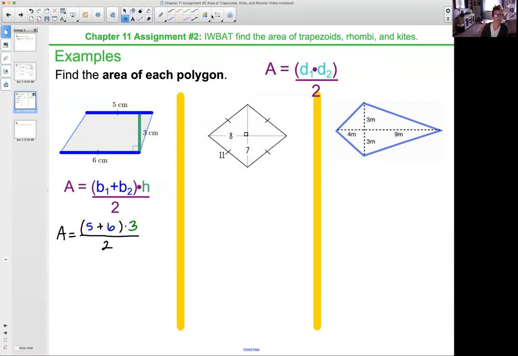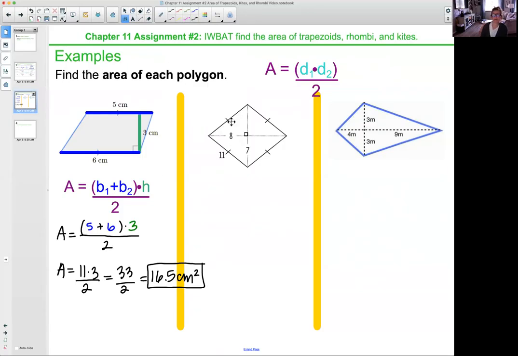Then you just got to simplify. So do your addition first, since it's in parentheses. So we've got 11 times 3 on top, and then divided by 2. So 33 divided by 2, and you get an area of 16.5. Make sure that you include the units. So we've got centimeters squared for this one.